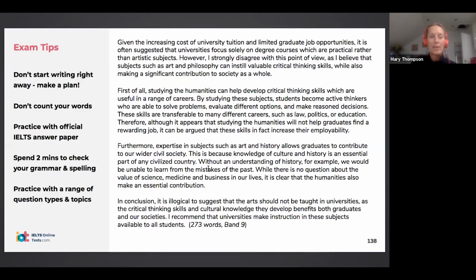You can also practice with the official IELTS answer paper. So if you download that, you will get used to knowing exactly how much you should be writing. At the end, you should be spending at least 2 minutes checking your grammar and spelling. At least, I would say possibly more. It really depends on maybe your issues. If grammar is one of your issues, I would probably spend a little bit longer. And you should be practicing with a range of question types and topics.